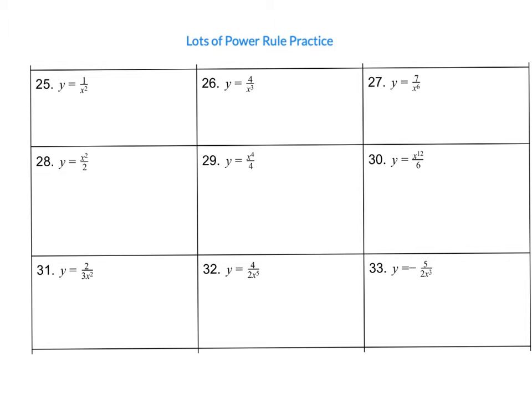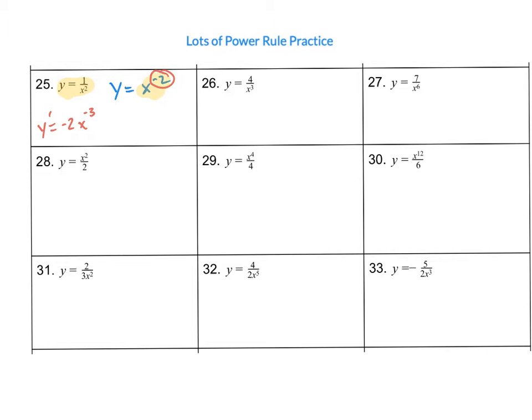Okay, so the deal on this first row here, 1 over x squared, 4 over x cubed, and 7 over x to the 6th, is that before we do the derivative, we're going to rewrite the original function using negative exponents, because we want to use the power rule. So I'm going to rewrite 1 over x squared as x to the negative 2. Once I do that, my derivative, y prime, is just going to be negative 2x to the negative 3. Remember, we subtract 1 from negative 2 to get negative 3.